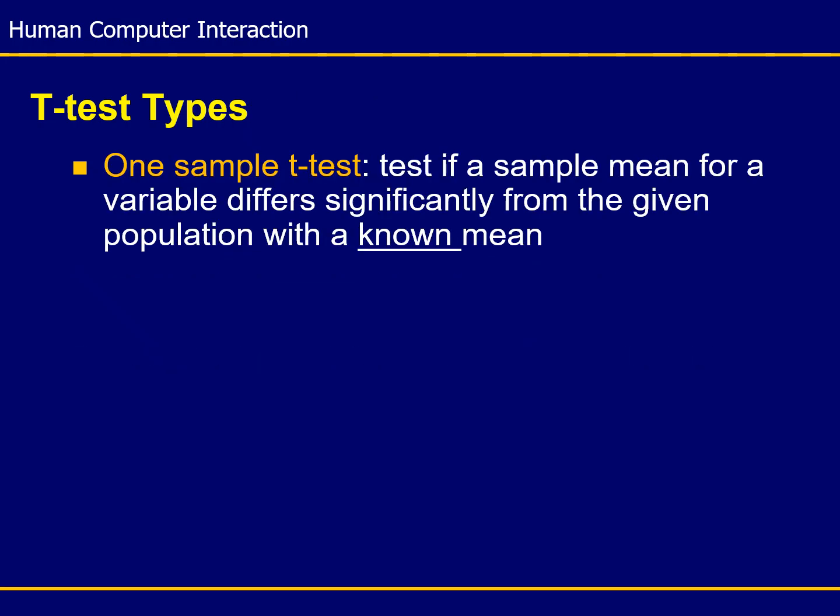There are a number of types of t-tests. The first type we're going to look at is called the one-sample t-test. In the one-sample t-test, this is a test of whether a sample mean for a variable differs significantly from the given population with a known mean.